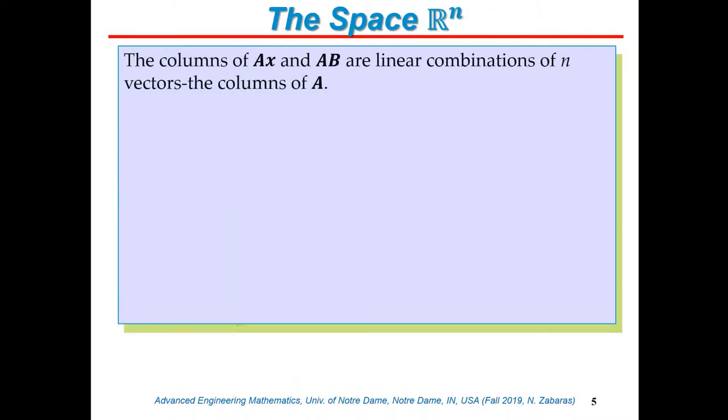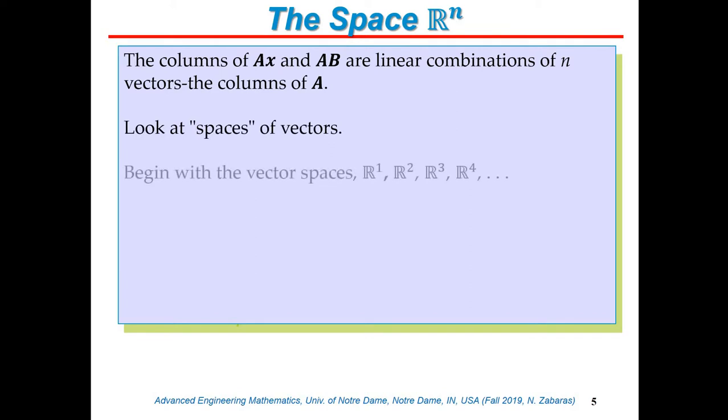Okay, so again, we're looking at Rn. So the columns of AX are linear combinations of the columns of A. The same is true for the columns of AB. I think we have visited this, I believe, in lecture 4 when we talked about matrix multiplication. And these are basically the most practical and useful spaces to this and many other courses in applied computational mathematics.